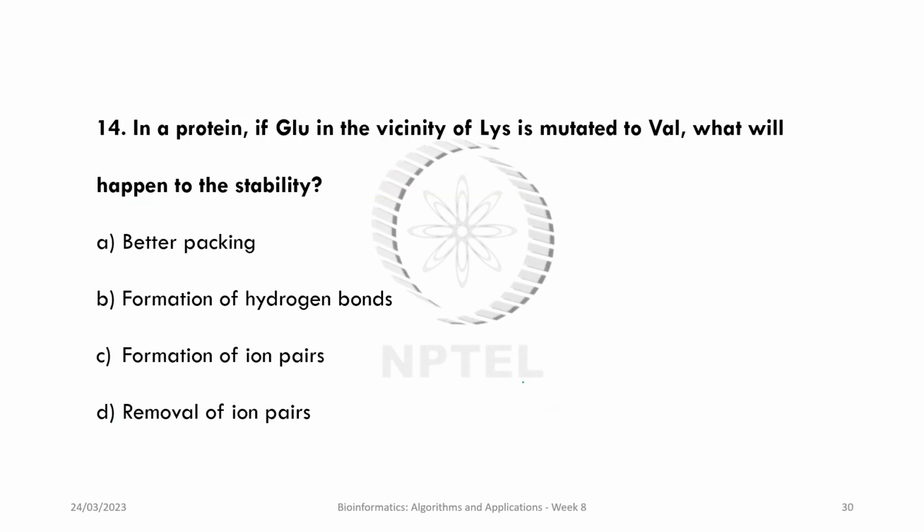Question 14. In a protein, if glutamate in the vicinity of lysine is mutated to valine, what will happen to the stability? So you're talking about E in the vicinity of K getting mutated to V. Thank you, Nagamani.